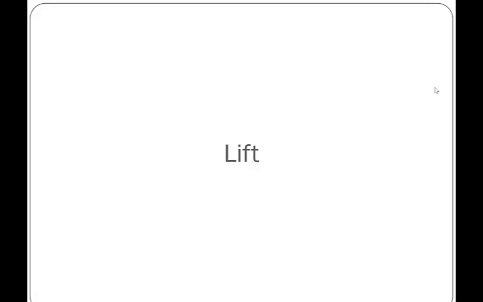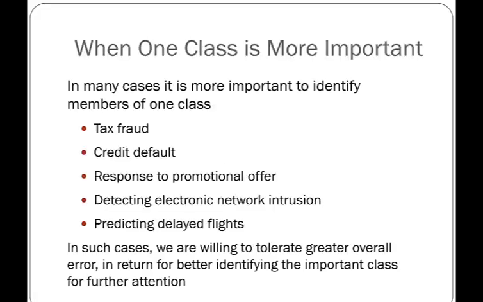We're going to continue in Chapter 5 by talking about lift. And lift is an important concept. It helps us to differentiate between any model that we have for classification and comparing that with the naive model, which would just be randomly assigning individuals to either a 0 or a 1. And this becomes important when the cost of making errors is not the same.